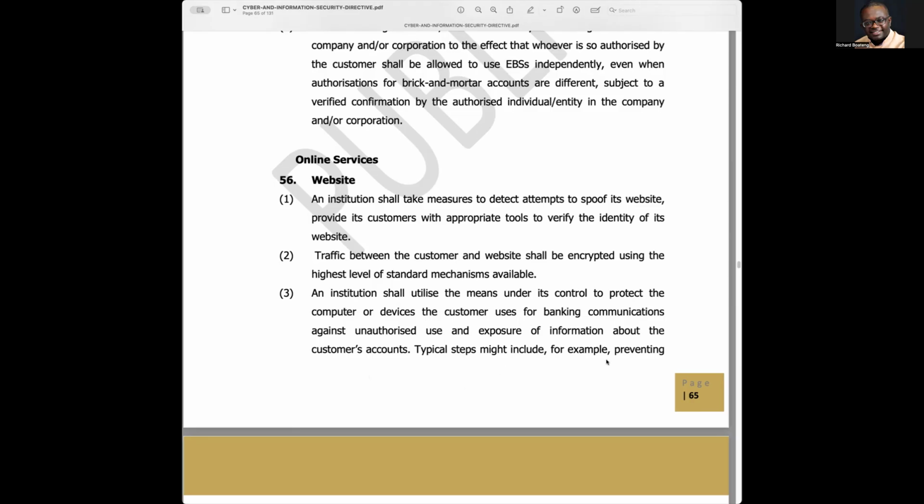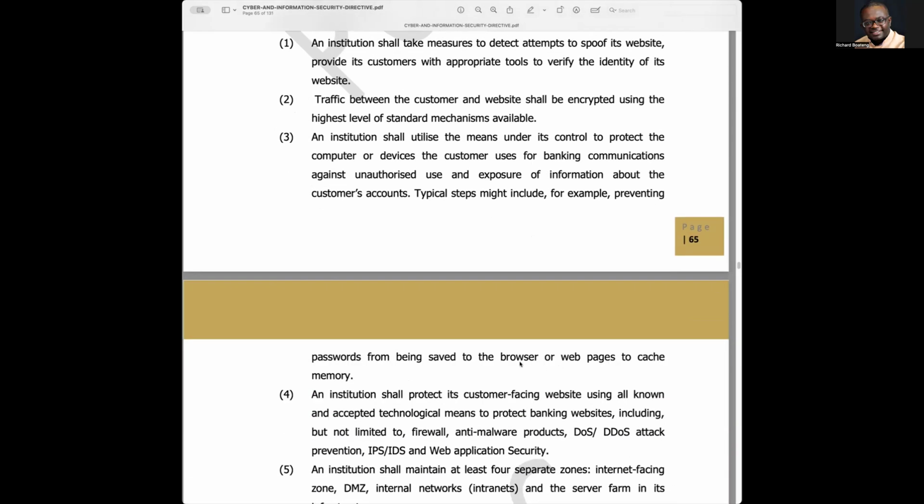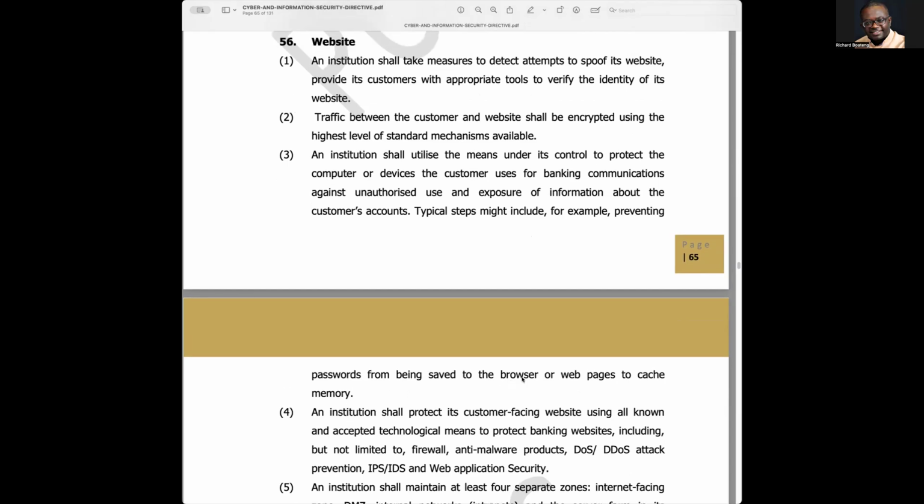The typical steps include, for example, preventing passwords from being saved in your browser. Good. And web pages from being cached in the memory. But this one, they are not doing the right thing. My password is saved in my browser. This one, they are not doing well at all. This part.